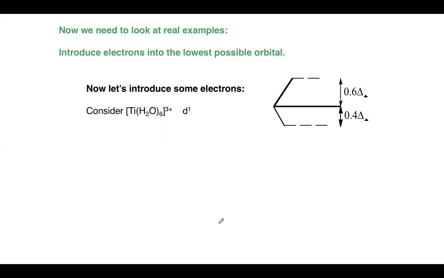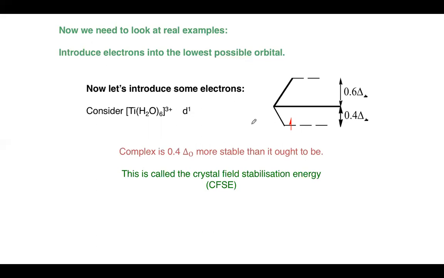So let's have a look at our octahedral splitting diagram here, where we have d1. So this is our hexaaqua titanium(III). So we put 1 electron in there. The complex then is going to be 0.4 delta O more stable than we thought it should have been. And this is because the electron has gone into an orbital which is lower in energy than the spherical case. And so this is called the crystal field stabilization energy, CFSE.